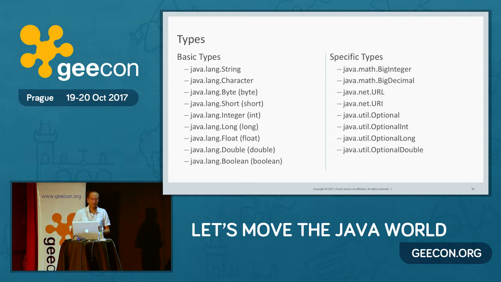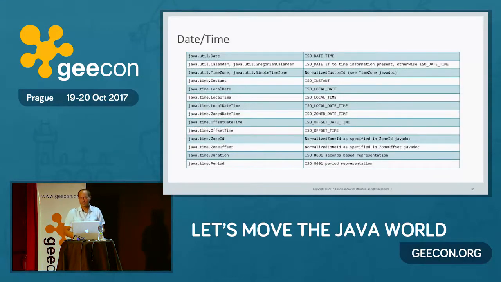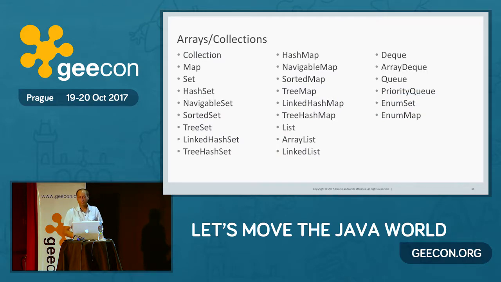The default mapping supports some basic types and some specific types. I don't want to go through them. It's quite a long list. Basically, all basic types are supported, plus some specific types. Date time objects are also supported to some extent with some specifics. Arrays and collections are supported by default as well.